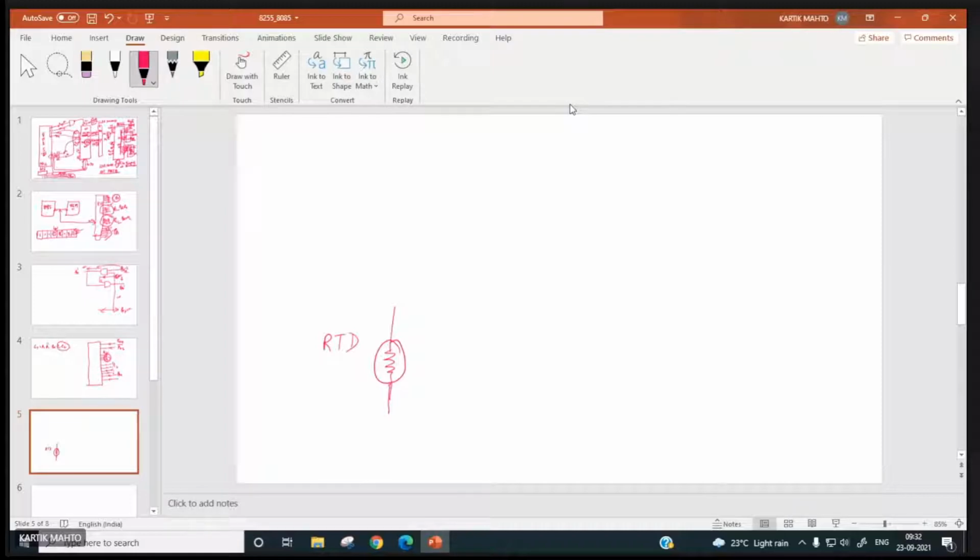So in measurement lab, you studied this RTD. RTD resistance is given by R0 into 1 plus alpha into delta T. Its resistance increases with increase in temperature because this alpha is positive, no? Yes, sir. Okay.